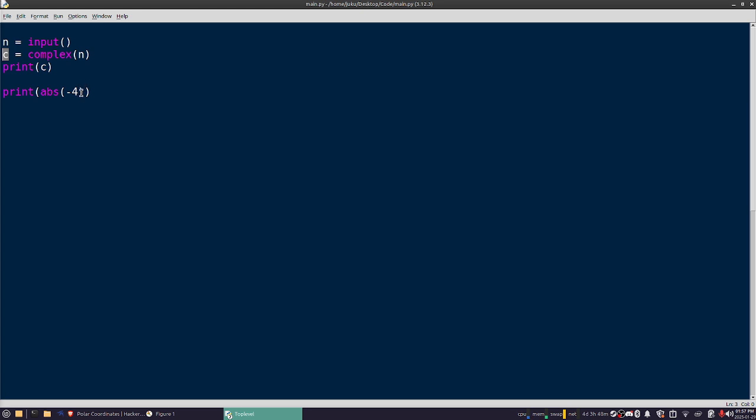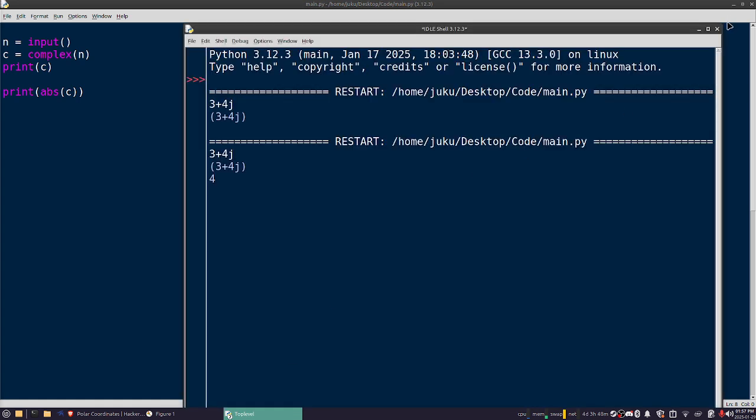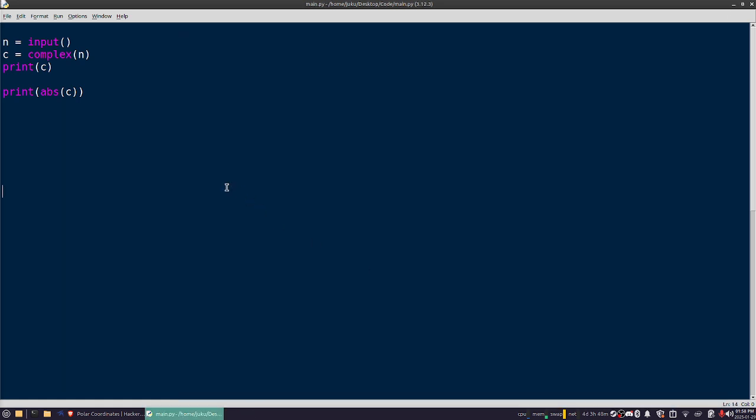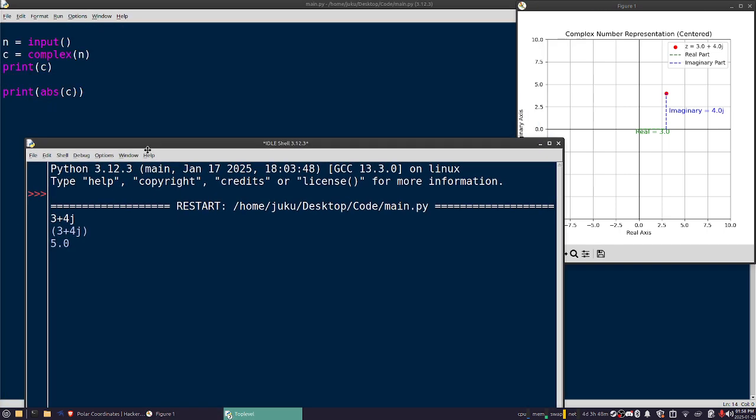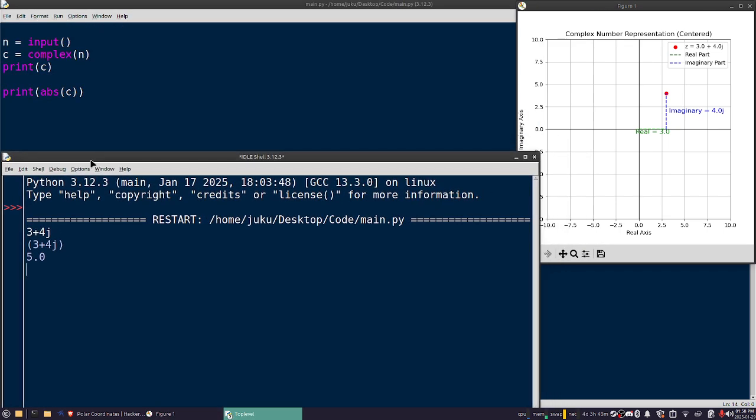But if we pass in c, which is our complex number, it'll do it a bit differently. So we pass this in, 3 plus 4j. It equals 5 exactly, because remember Pythagorean's theorem from school, if you take 3 squared, you get 9. You take 4 squared, you get 16. You add those together, you get 25, and then the square root of 25 is 5.